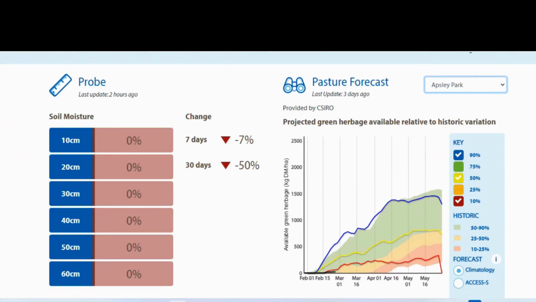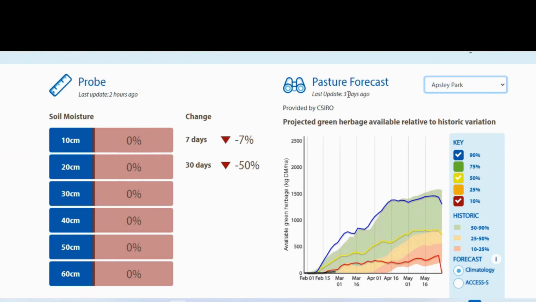One of the key things you must do when you come in is check this last update. So what this is saying is this probe information, and we're filming this at the end of February 2024, was updated 2 hours ago. So it's 10:30 in the morning. So this data was from 8:30 in the morning on the 29th of February 24.